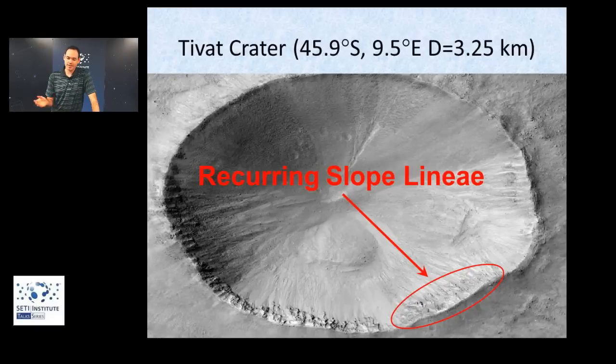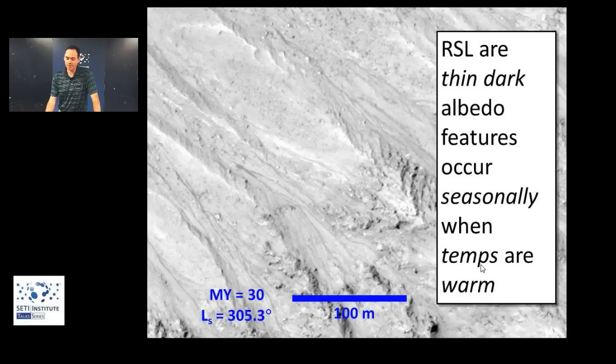So this is Tivit Crater, in the south mid-latitudes. The diameter of this crater is 3.25 kilometers, just to give you some scale. And we've got Recurring Slope Lineae coming in this red circle area. This is outcropping bedrock here. We've also got outcropping bedrock other places, but we don't see RSL. They only happen in this area. It's another question as to what's going on there.